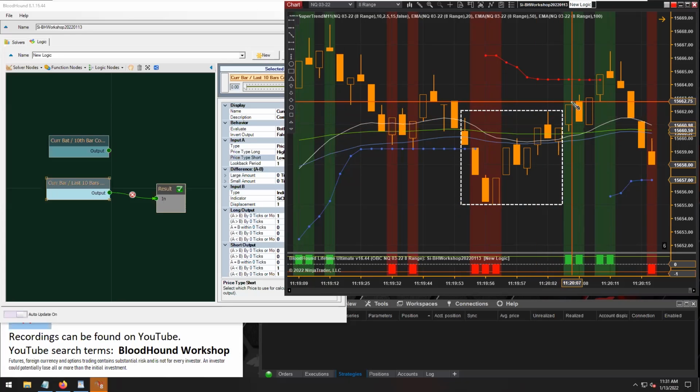All right, so there we have it. If you look at this bar's high, it's higher than the high of the last 10 bars, which would be this bar.